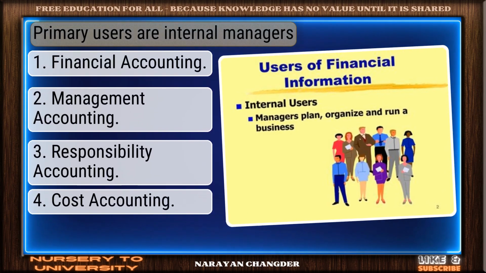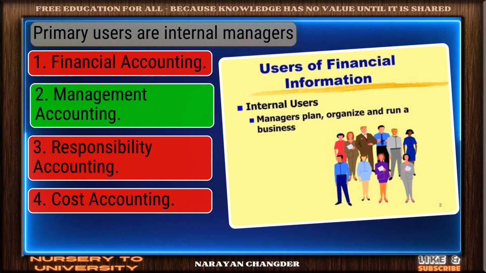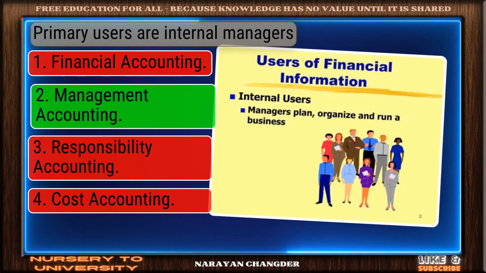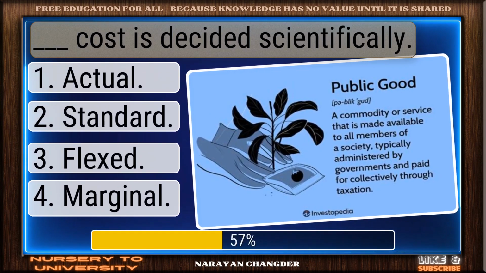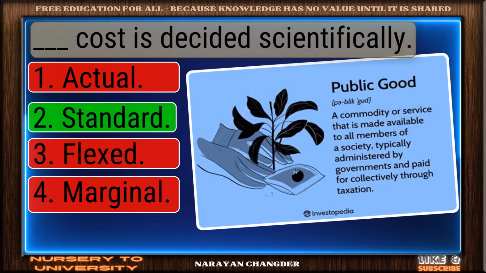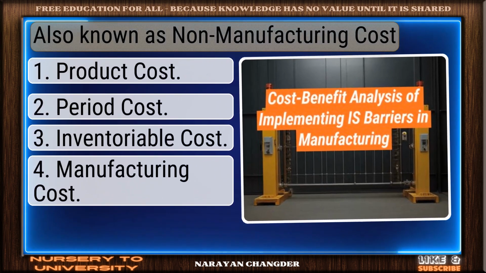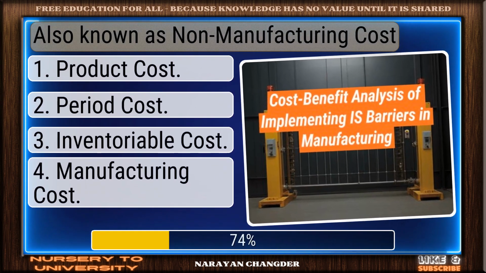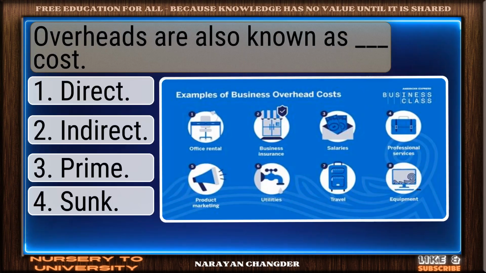Primary users are internal managers. Bravo. Management accounting is the answer. ___ cost is decided scientifically. Well reasoned. Standard is correct. Also known as non-manufacturing cost. Good job. Period cost works well.